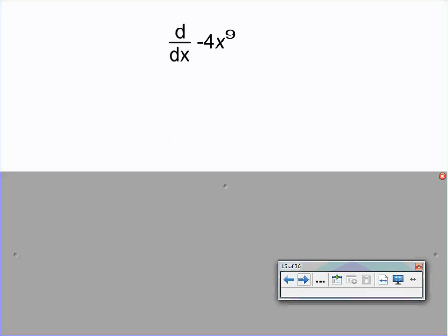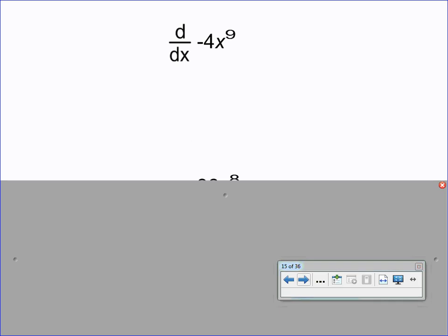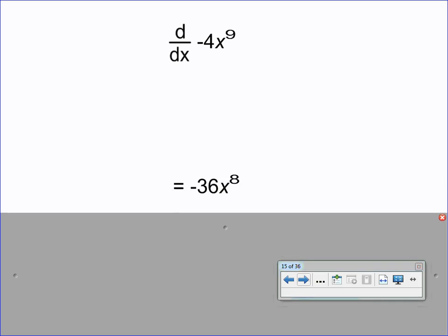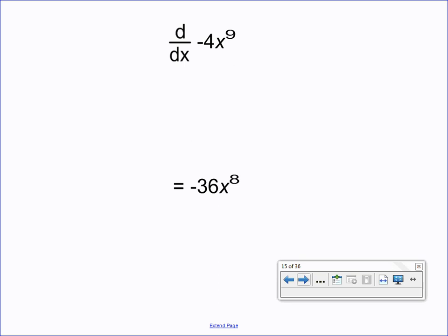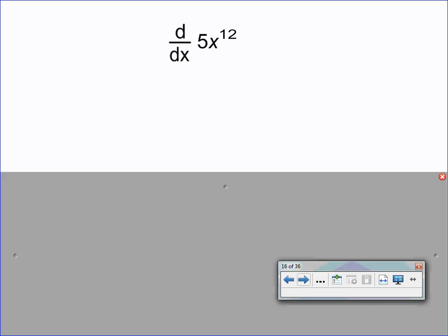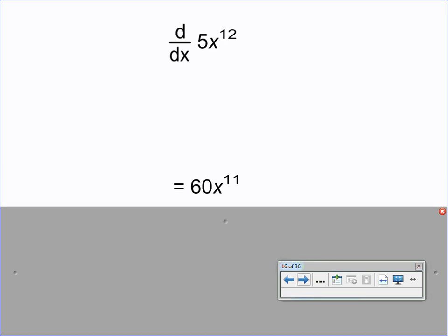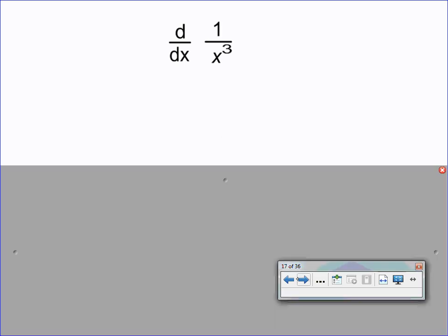Mental derivatives. The derivative with respect to x of negative 4x to the 9th. Get ready. Number 15. Survey says you are correct. Nice job. Very nice. 5x to the 12th differentiates to... number 16. 60x to the 11th. You're correct. Very nice. Okay.